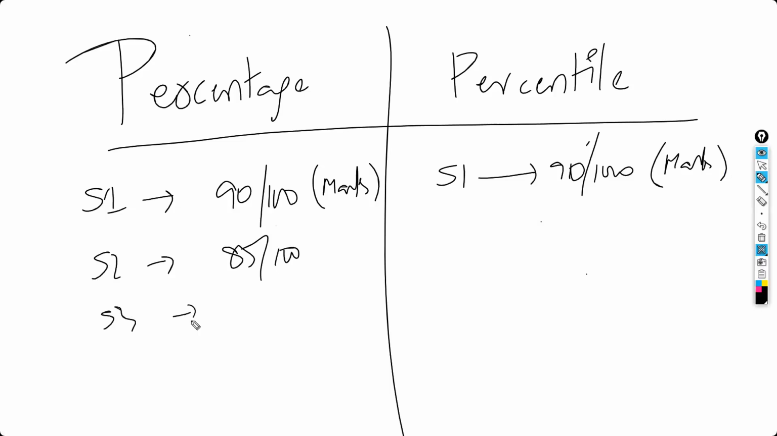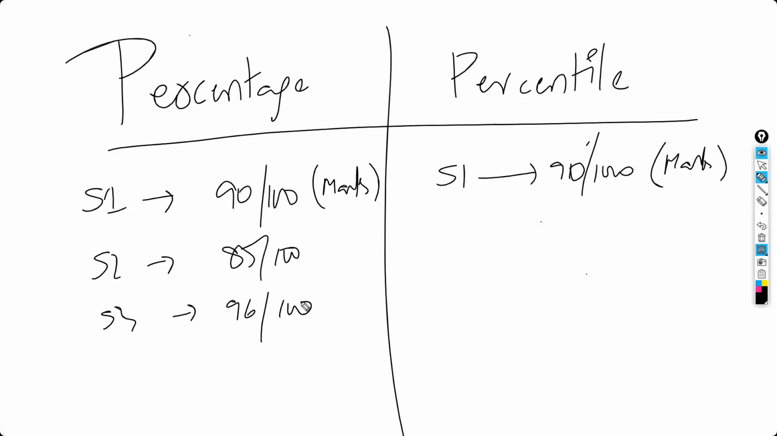Student 3 is there, 96 out of 100. Now, what is the percentage of student 1? Still it is 90 only. It does not depend on others. Even if 100 or 500 other people are there, no matter what their marks are, for student 1 it is 90%. His marks are only his.